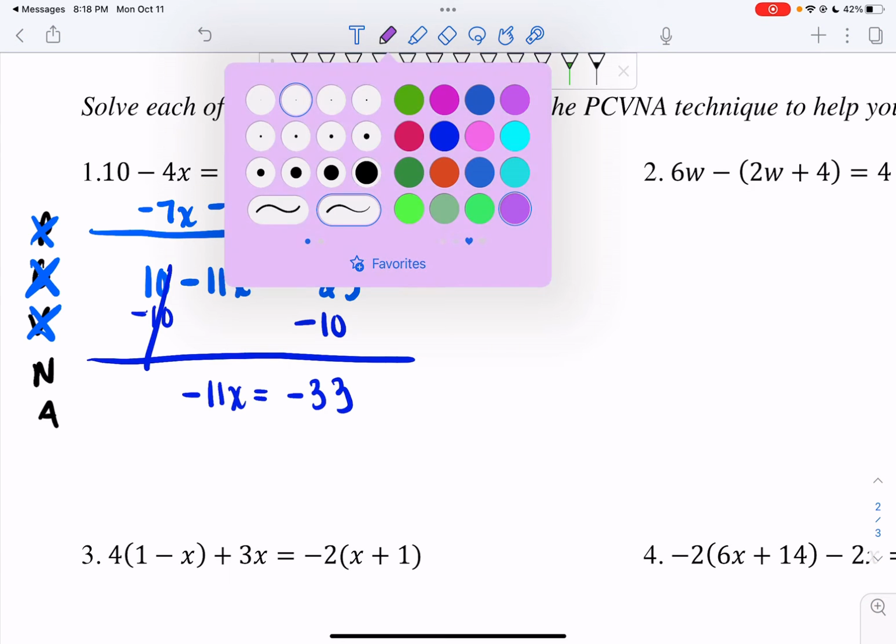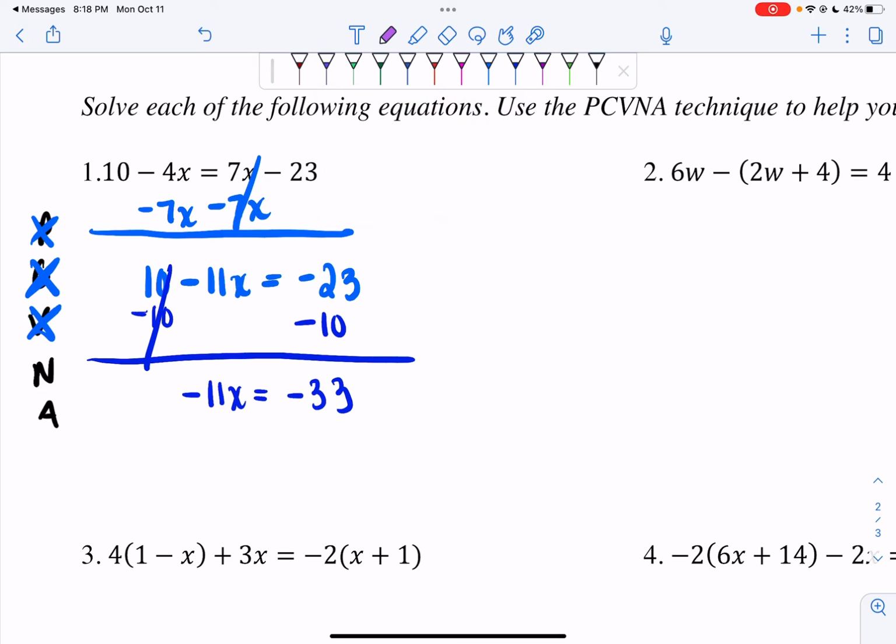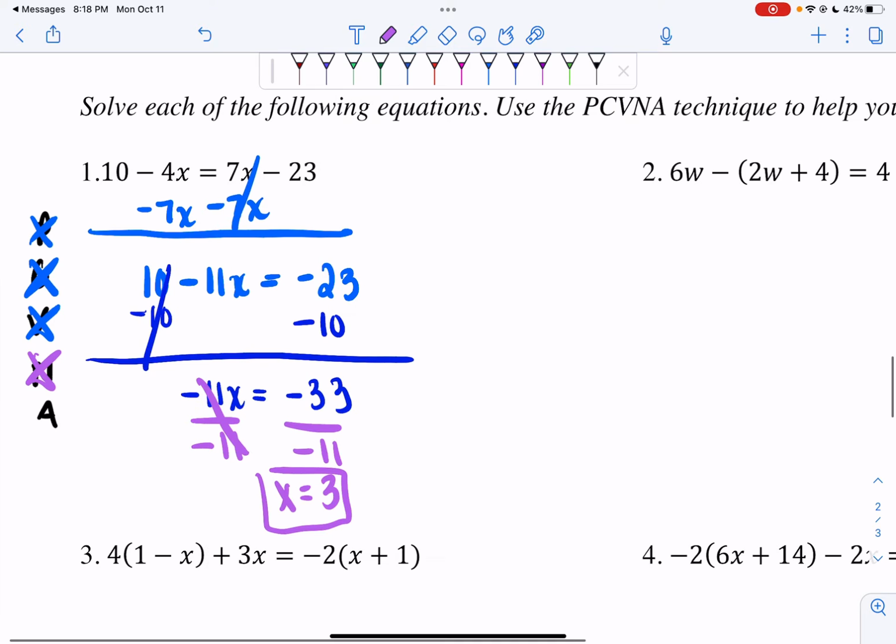Then, last but not least, you have to figure out what's left to do. You've got to divide. So I'm going to divide both sides of my equation by negative 11, and I get x is equal to 3. And that's my final answer.